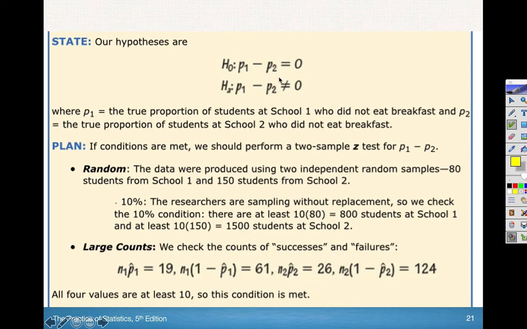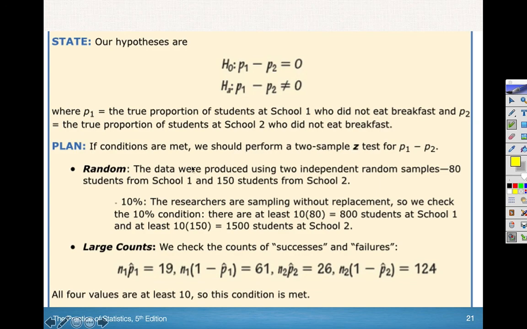We used variables, so we have to identify them. It's always a true proportion of something. P1 is the true proportion of students at school 1 who did not eat breakfast. P2 is the true proportion of students at school 2 who did not eat breakfast. If conditions are met, we're going to use, again, a 2 proportion z-test. Much easier. Keep the trend of 4. 2 proportion z-test.